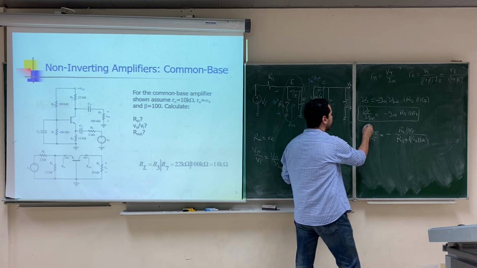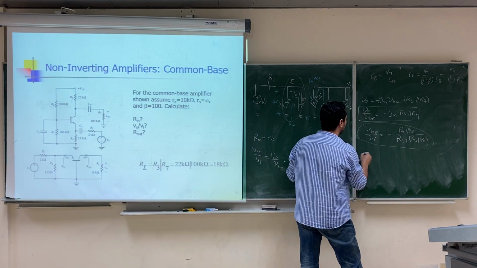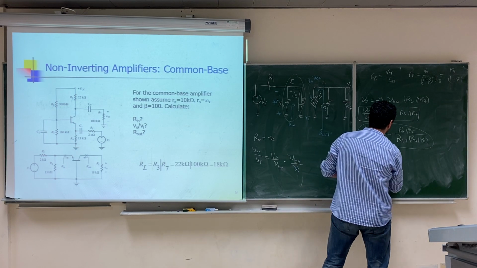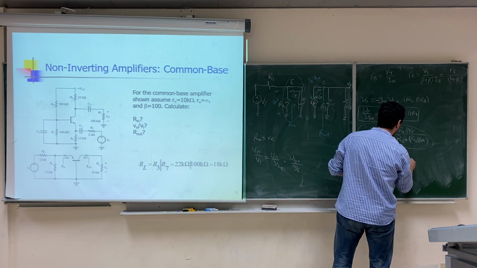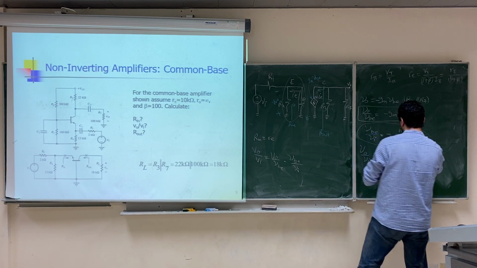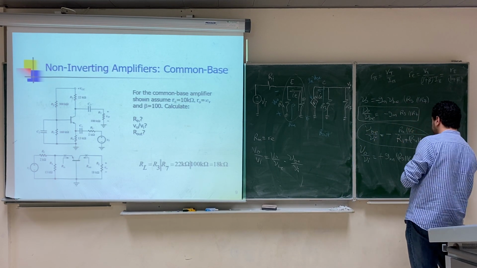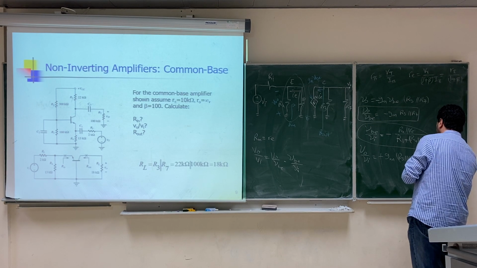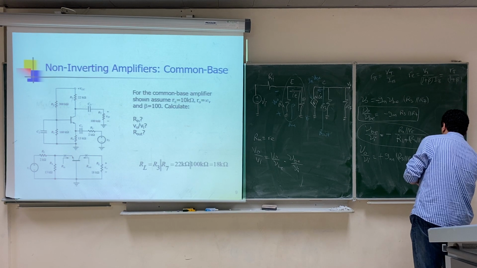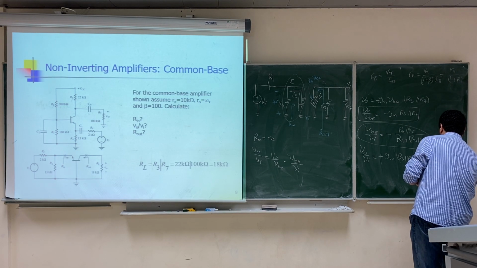Now, we multiply these two quantities and we get V output over V input. It will be the multiplication: negative GM R3 parallel with R7, multiplied by negative again, so the negative again will make this positive, R4 parallel with RE over RI plus R4 parallel with RE.